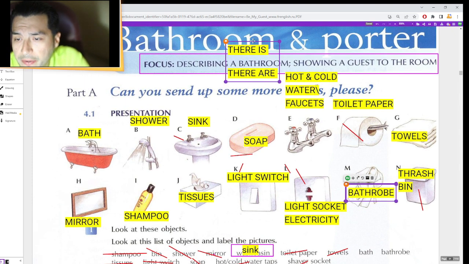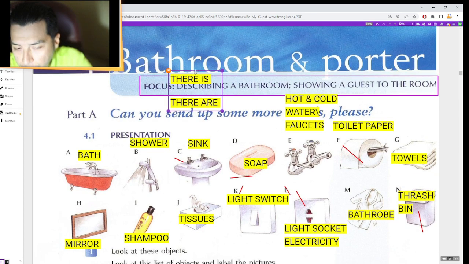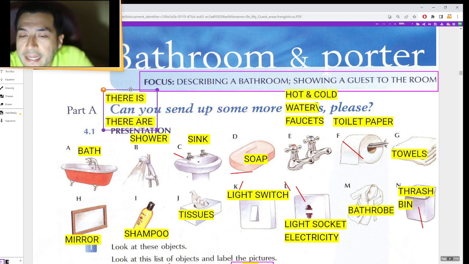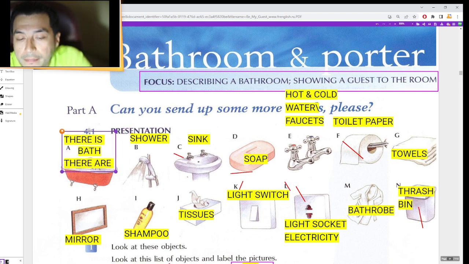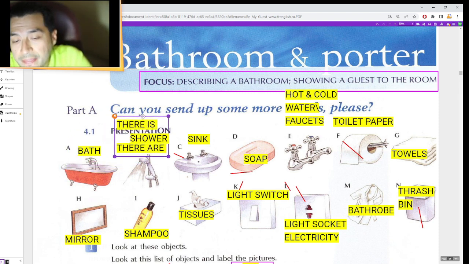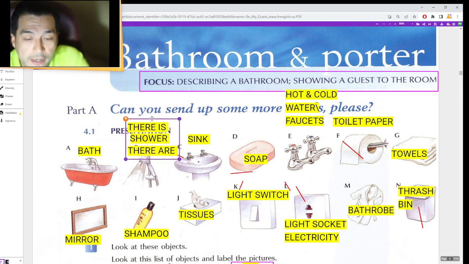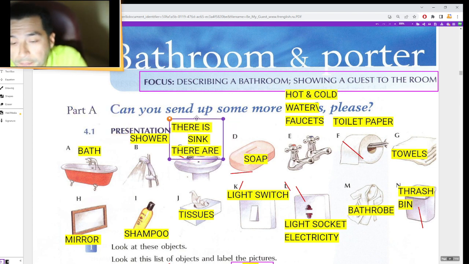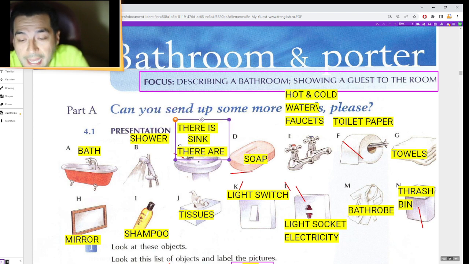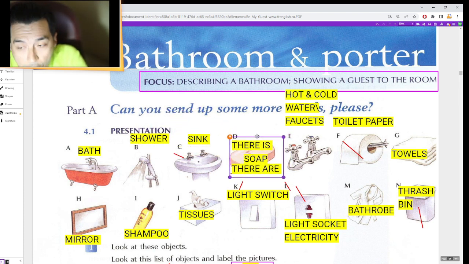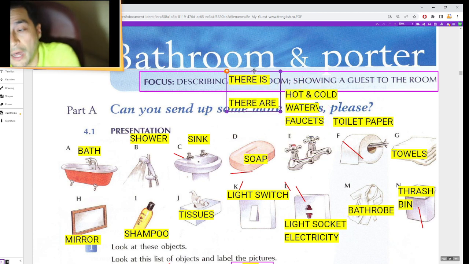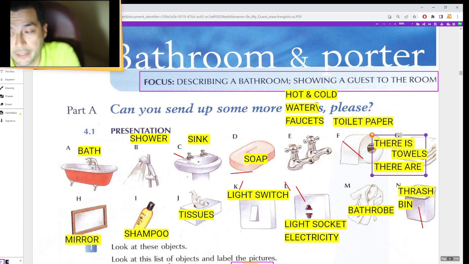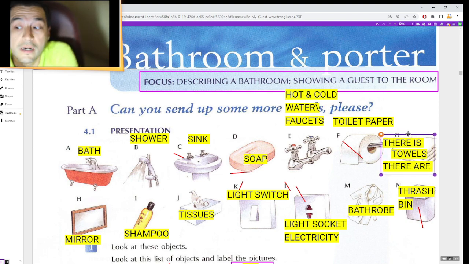Let's practice with there is, there are. So, we're gonna say, the example is: In the bathroom, there is a bath. In the bathroom, there is a shower, or two showers. There are two showers. In the bathroom, there is a sink. In the bathroom, there is soap. In the bathroom, there are hot and cold water faucets. In the bathroom, there is toilet paper. In the bathroom, there are towels.